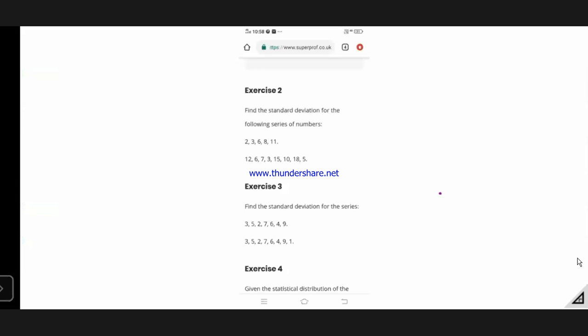Try to calculate the second sum. Calculate the standard deviation of 2, 3, 6, 8 and 11.